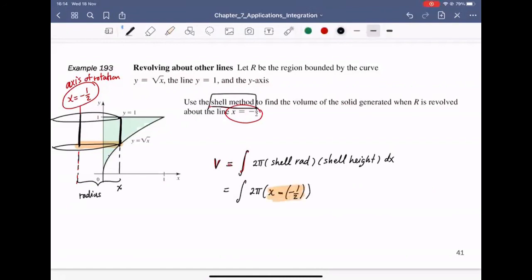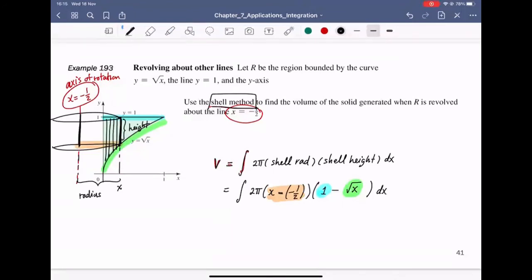And then for the shell height, it's going to be that shell height. But this time, the top curve and bottom curve are bounded by different curves. So the top curve is going to be y equal to 1. The bottom curve is going to be y equal to square root x, right? This is the top curve. This is the bottom curve, the shell height. And you can see that for every vertical line that you draw, it's going to be the green one to the light blue, the green one to the light blue all the time. So this is going to be your shell height, dx.